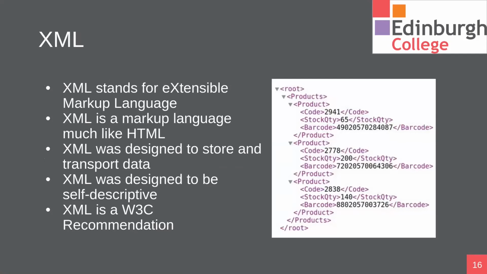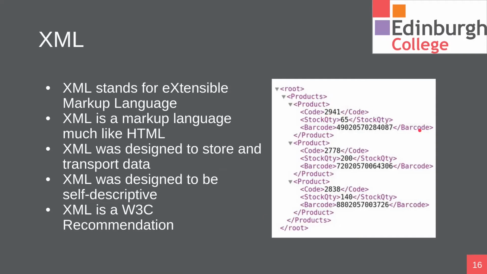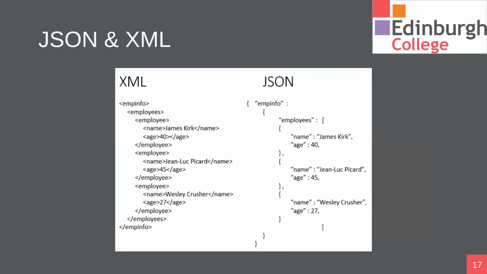Another format is XML. So XML is the extensible markup language, and XML looks very much like HTML. You have tags, just like you have in HTML, that open and close. So in this case, we have a root tag that opens and closes here. Then we have products. Then within products, we have individual products that have a code, stock quantity, and a barcode. And each tag is opened and closed, just like in HTML.